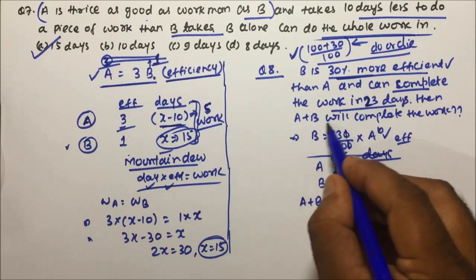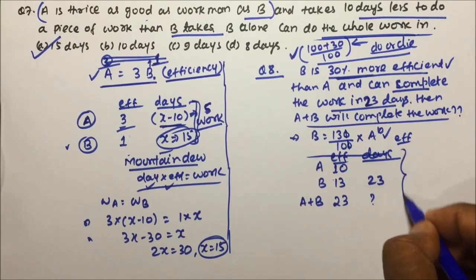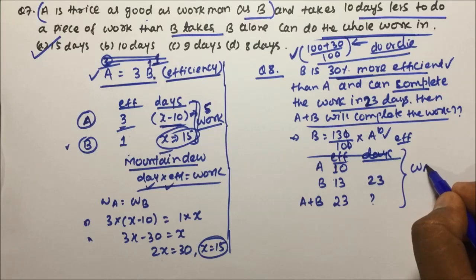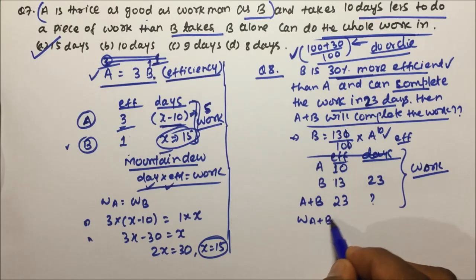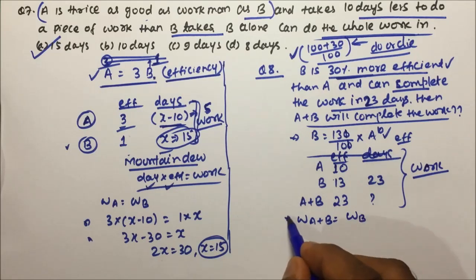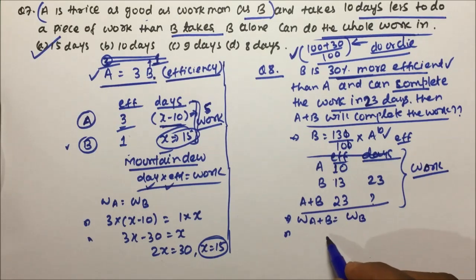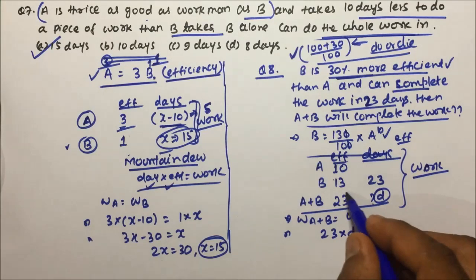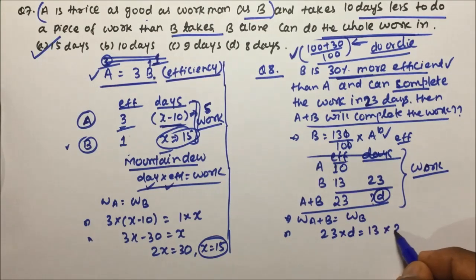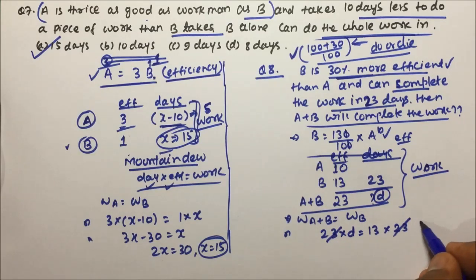Now what has been asked? A plus B will complete the work in how many days? Then again I say, the work done by everybody will be the same. So the work done by A plus B will be equal to the work done by B. Now the work done by A plus B will be equal to 23 into D, which equals 13 into 23. Now the 23 cancels, which means A plus B will be able to complete the work in 13 days, and this is all about time and work.